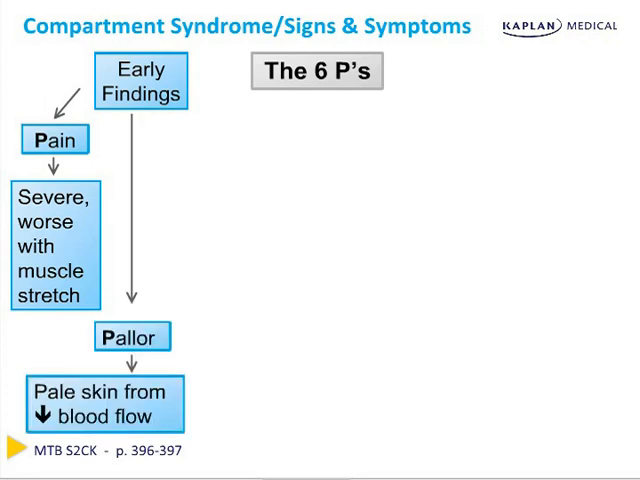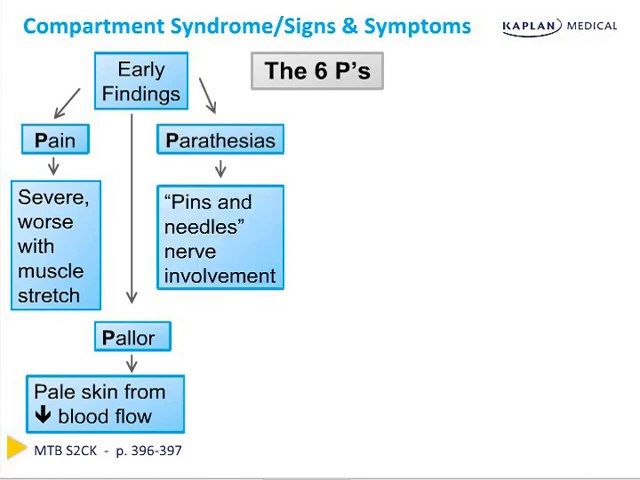Pallor, or pale skin, is the second P and results from decreased blood flow through the affected compartment because the pressure buildup has partially compressed the blood vessels. The third and final early finding with compartment syndrome is paresthesias, the sensation of pins and needles beyond the affected compartment, which results from nerve compression.